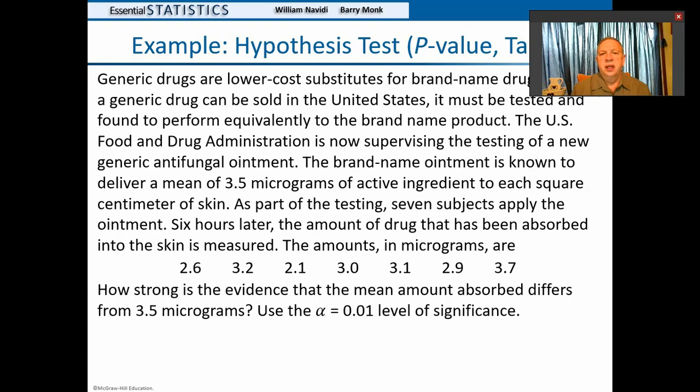Okay, so that's the brand name. If this is significantly different, significantly being relative to the alpha values that we compare to, then we reject that they can use it as a generic drug. Okay. Notice this is a small sample size, 1, 2, 3, 4, 5, 6, 7. How do I handle that?